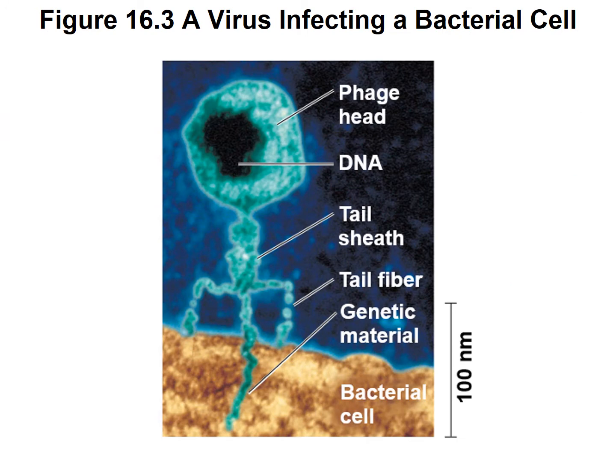Figure 16.3 shows what a typical virus looks like, and it's showing it infecting a bacterial cell. So there's a head structure. They call that the phage head, for bacteriophage head. There's DNA. In this example, it's DNA that's in it. There's a tail. So it's a very simple structure, a virus.